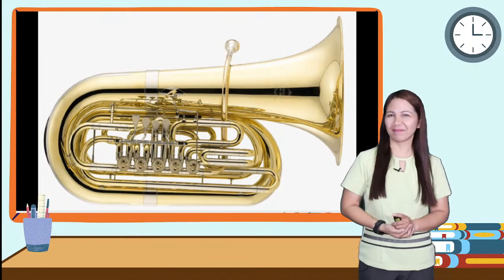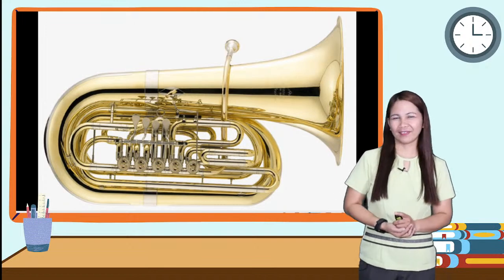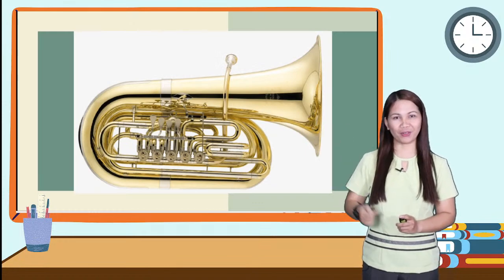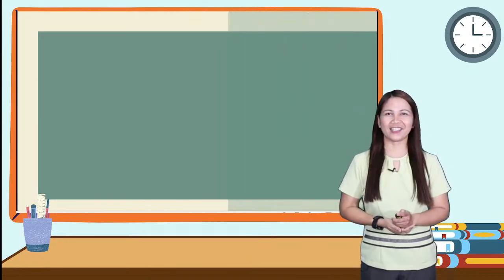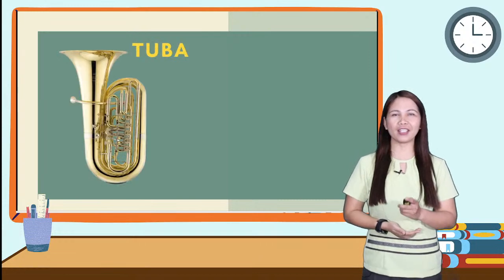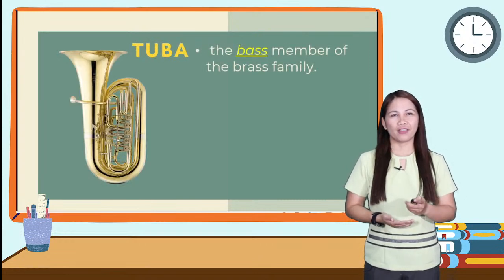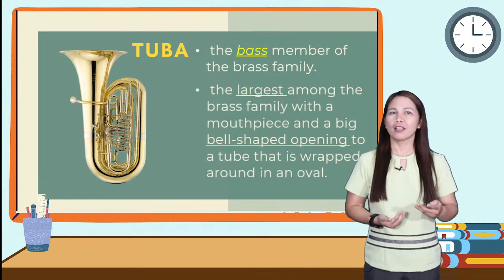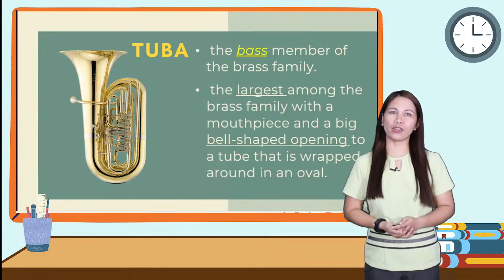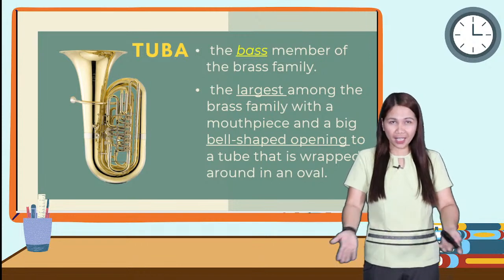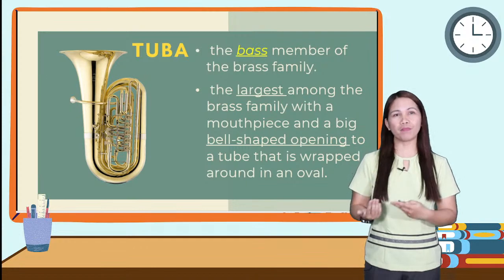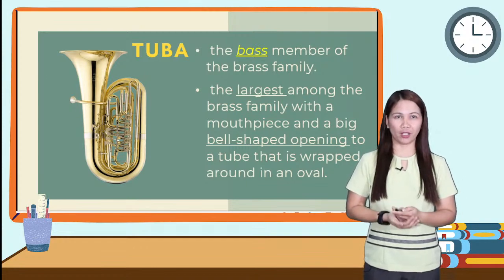Let's take this one. A bit lower than the first one, right? Okay, so that is an example of a tuba. The bass member of the brass family. The largest among the brass family with a mouthpiece and a big bell-shaped opening to a tube that is wrapped around an oval.